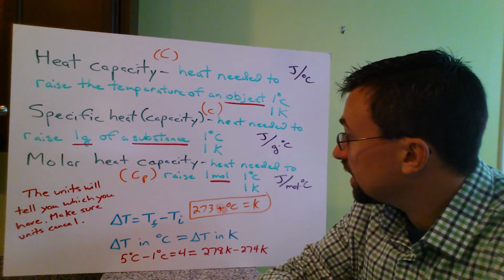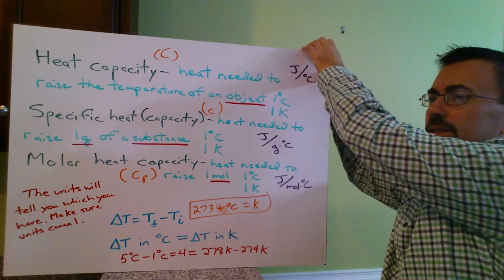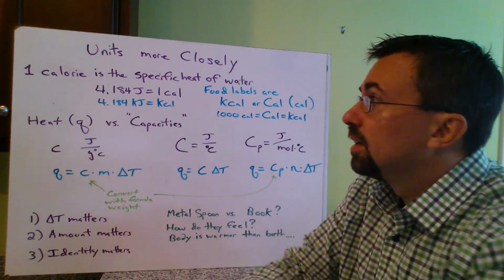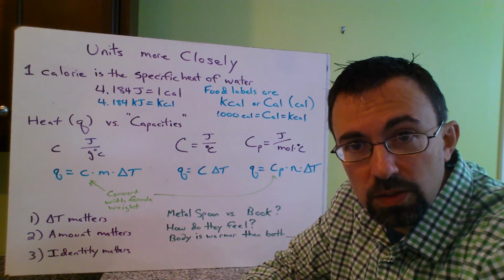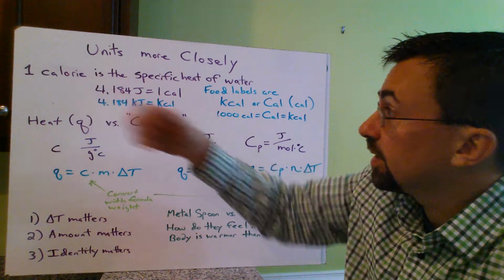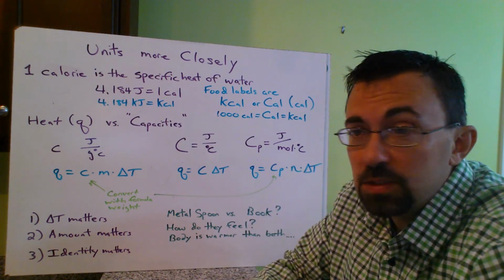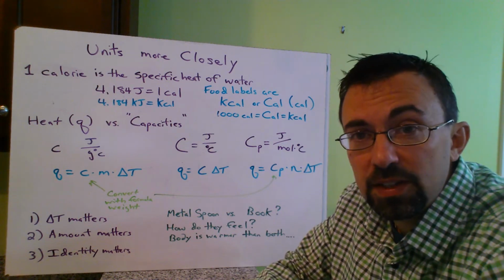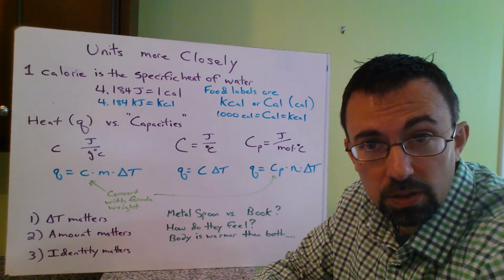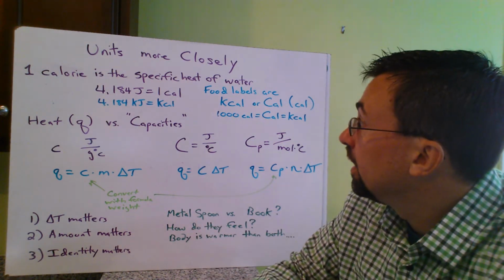Okay, I think that covers the definitions here. Let's do a little bit more conceptually before we get to math. Let's look at our units a little bit more closely. First of all, let's introduce this idea of our energy unit, which really starts with the calorie. So the calorie is defined as a specific heat of water. So that's the amount of energy it takes to raise 1 gram of water, or 1 milliliter of water, 1 degree Celsius. Remember, the density of water is 1.